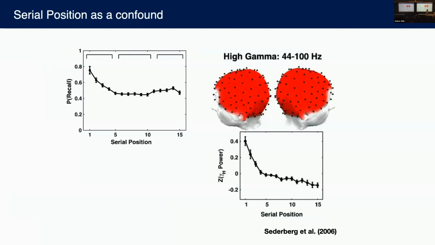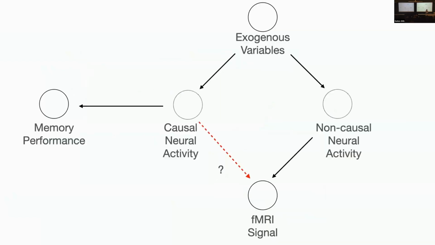And I'm sure there's fMRI effects too, but the classic effect in scalp EEG is that you get way more high gamma power, which is kind of a correlate of general neural activity. And so basically all these exogenous perceptual features of the experience can drive both causal and non-causal activity, and are a major confound for whatever the SME is supposed to be.